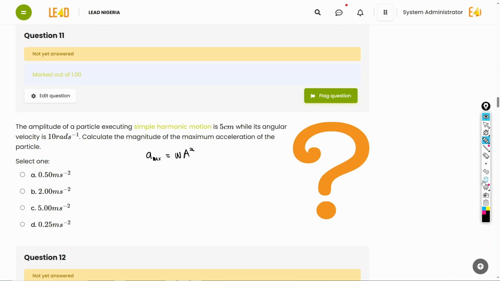All right, so question 11. The amplitude of a particle executing simple harmonic motion is 5 cm, while its angular velocity is 10 rads per second. Calculate the magnitude of the maximum acceleration of the particle. Okay, so our formula is a is equal to omega squared A. All right, so capital A. So small a represents maximum acceleration.